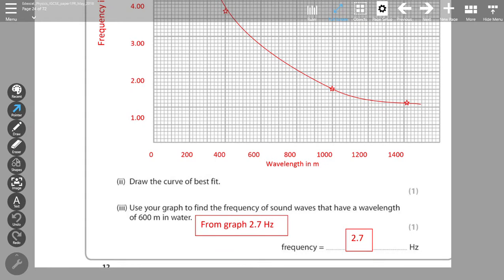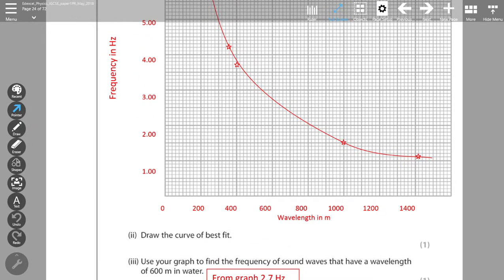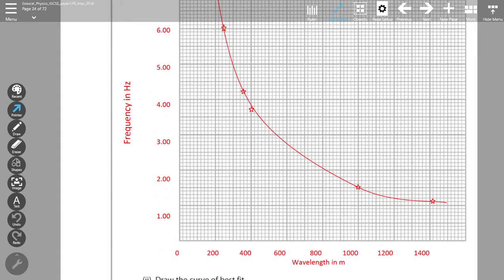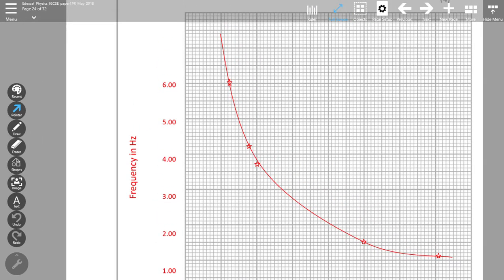So 600. So 600 is here, and we come here to 2.7 Hertz. Plus labeling. So you see, let's look at the table.